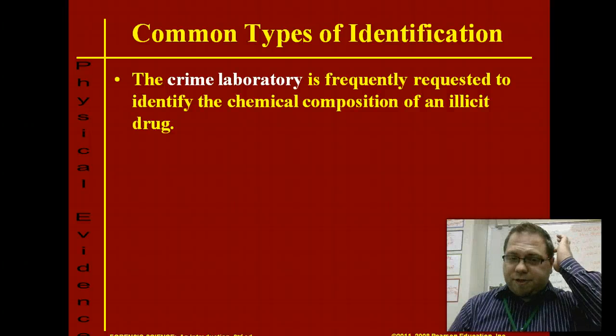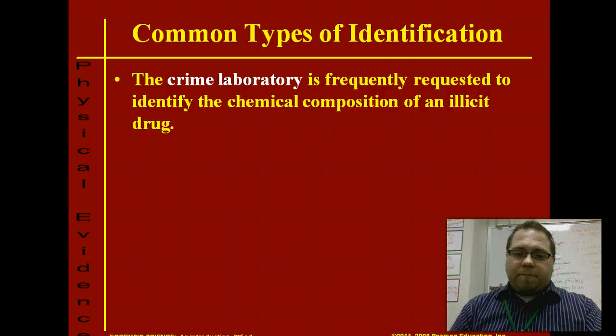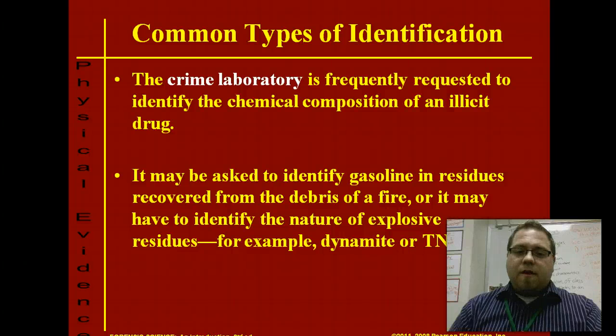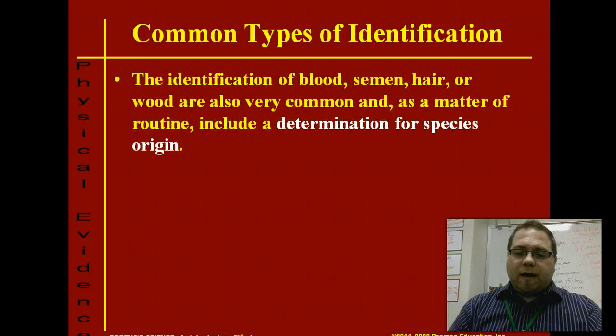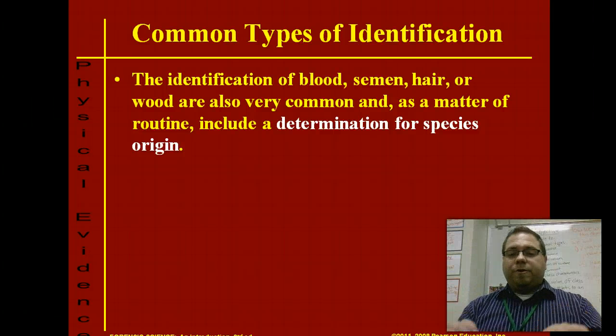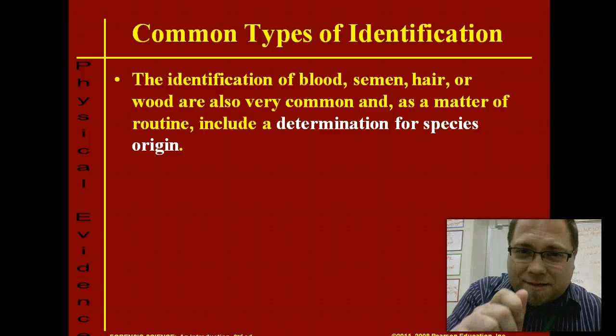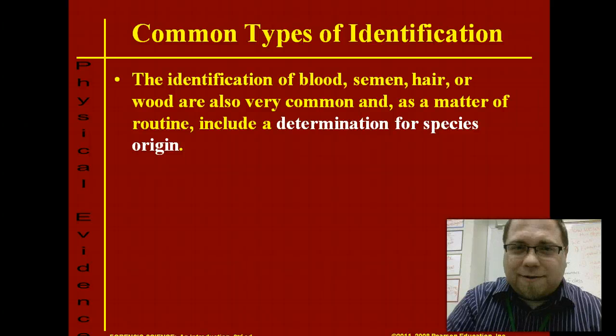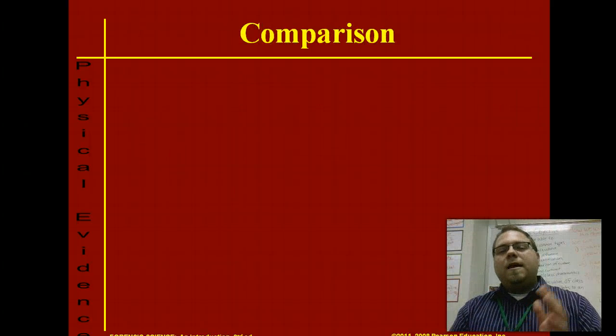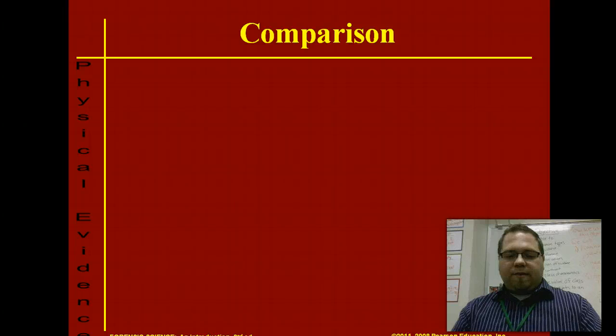Common types of identification. The crime lab deals with illicit drugs, gasoline residue, especially if there was an arson or an explosion. We talked about blood, semen, hair, and wood. Those are very common in determining what species it actually came from. It doesn't really help if you say, haha, I found a hair at the crime scene, this is going to be the game changer, and you find out that that's their golden retriever's hair. That doesn't really help. So identification, what is it?